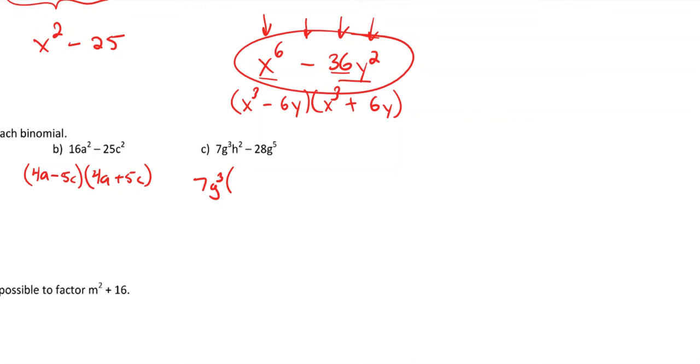So now we'll start a bracket and write what we have left. So what do we have left here? H squared minus 28 divided by the 7 we took out is 4, and then g to the 2. Hey, perfect. Perfect square, perfect square, perfect square. So then we're just going to leave this 7g cubed out front. It just kind of hangs out. And then for this part, we're going to rewrite it. I'm just going to throw my brackets down.